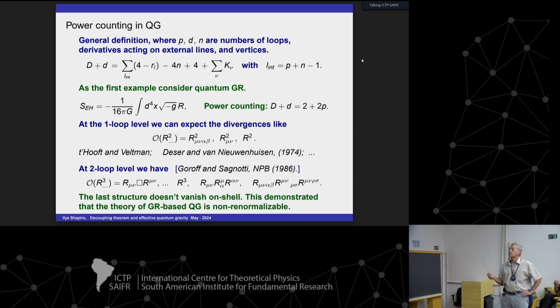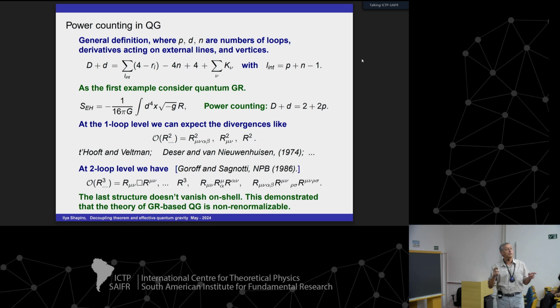And then the divergences which you have in the given model of quantum gravity depend on the power counting. How do you do power counting? So this is the main formula. Here, capital D is the so-called power counting. For logarithmic divergences, it's just 0. For power divergence, it's 1, 2, and so on, positive. For finite terms, D is negative. So if we are interested in the divergence, we are interested to set capital D to 0.